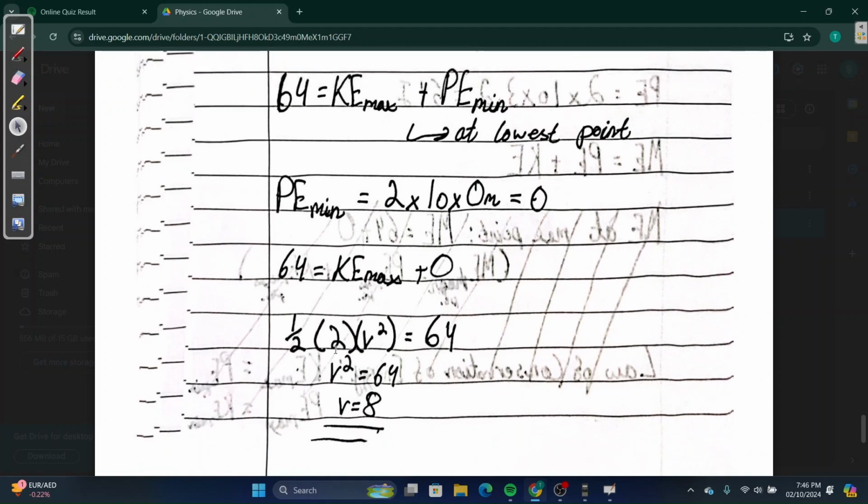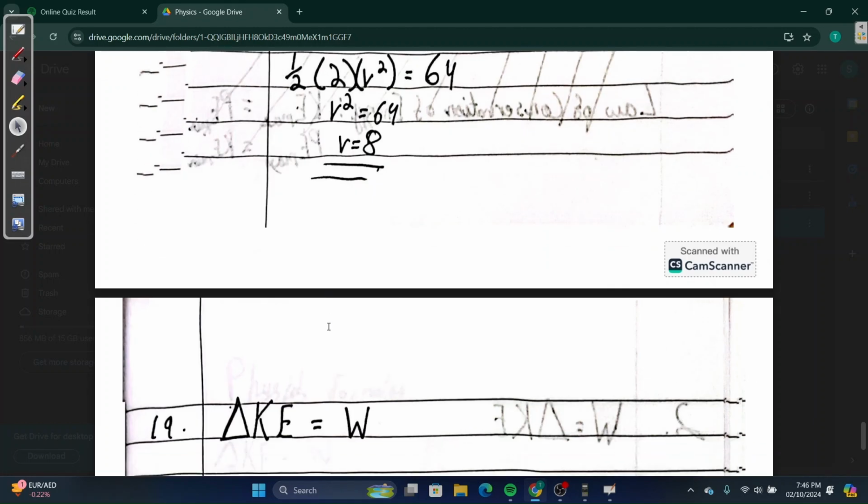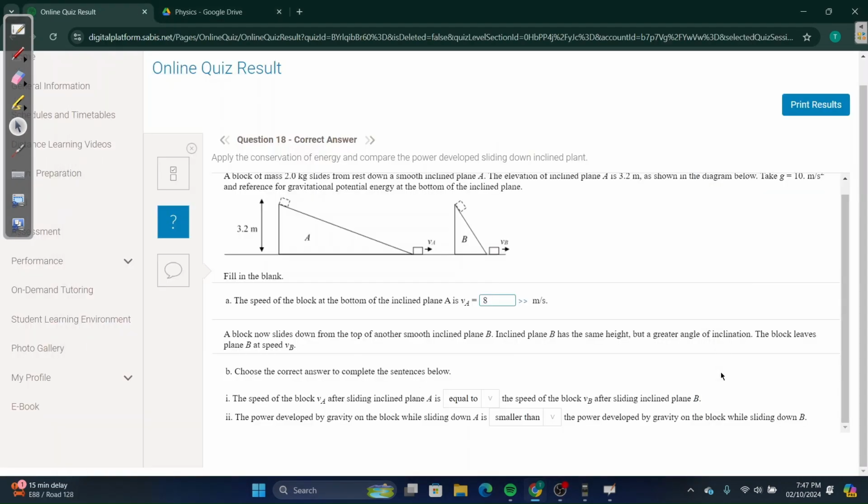So half times v squared times the mass, which is 2, is equal to 64. This is obviously to find the maximum kinetic energy. So the half cancels with the 2. V squared equals 64. V equals 8. Okay. Where was I? I think I solved this. I'm positive I solved this. So choose the correct answer.